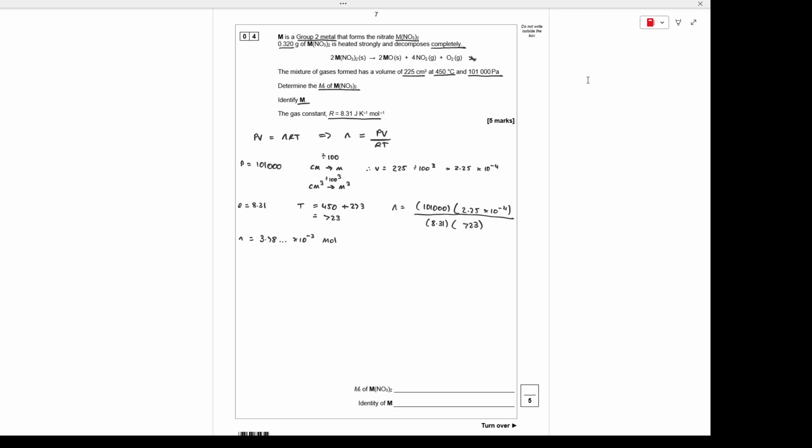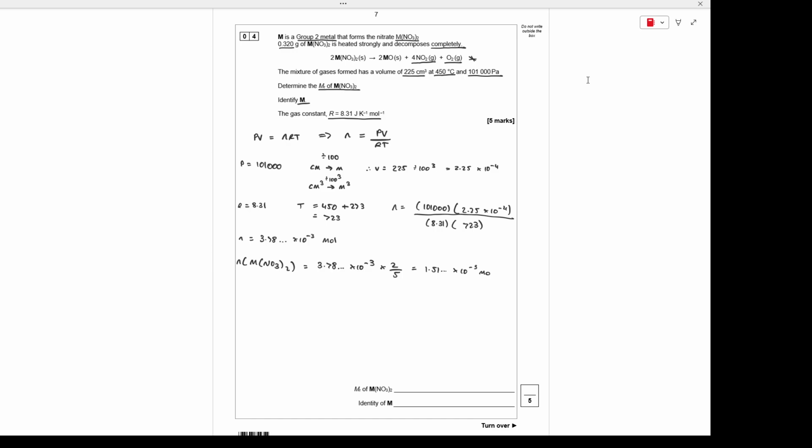which is the 4 moles of nitrogen dioxide and the 1 mole of oxygen, right? So our nitrate is decomposing in a 2 to 5 ratio with the gases. So that means to find our moles of nitrate that's decomposing, we can just times by 2 over 5, right? So our moles of M(NO3)2 is going to equal 3.78 times 10 to the minus 3 times 2 over 5, which is going to get us an answer of 1.51 times 10 to the minus 3 mole.